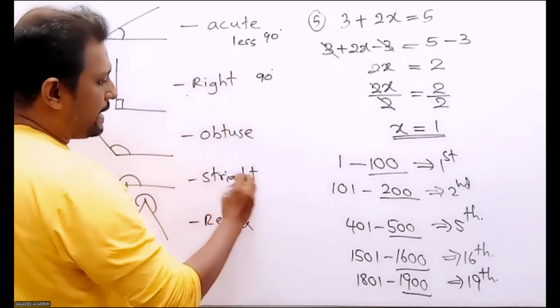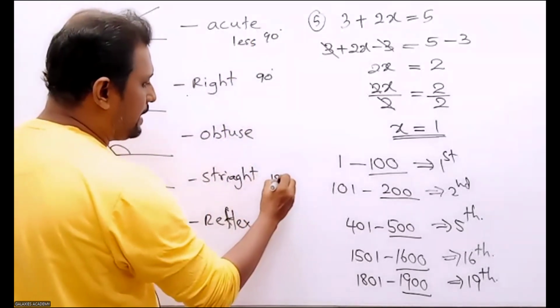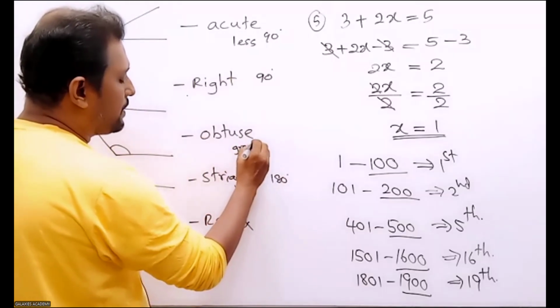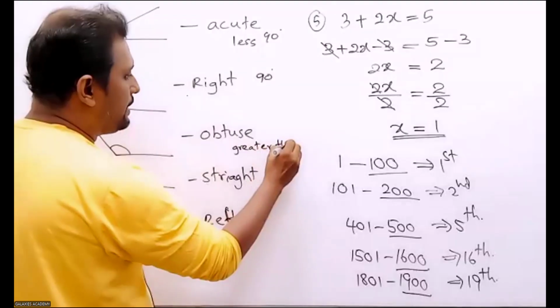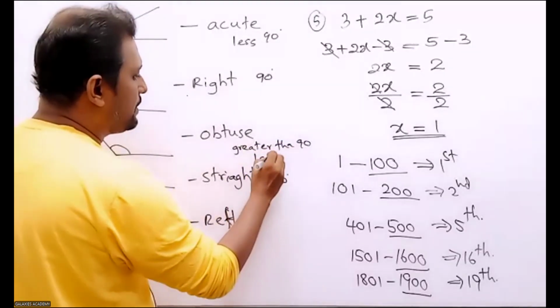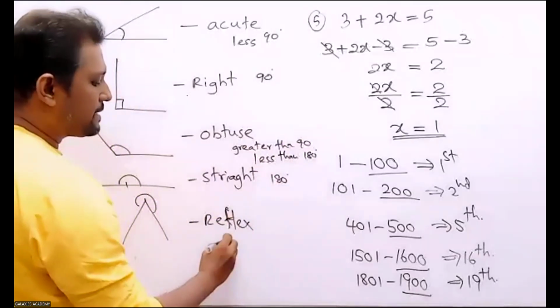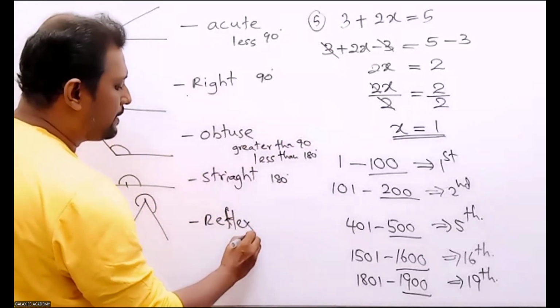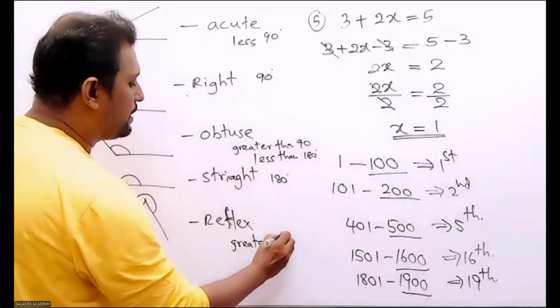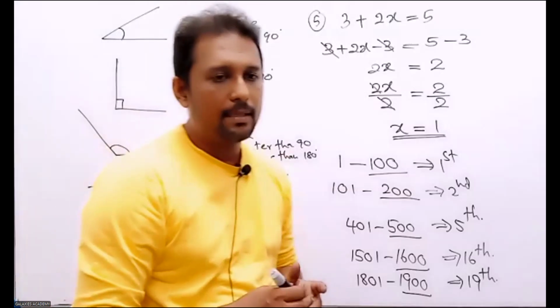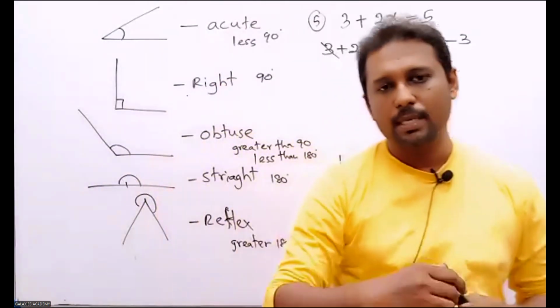Straight angle is 180 degrees. Obtuse angle is more than 90, greater than 90 and less than 180. Reflex angles are greater than 180 and also less than 360. Right? They are the types of angles you study.